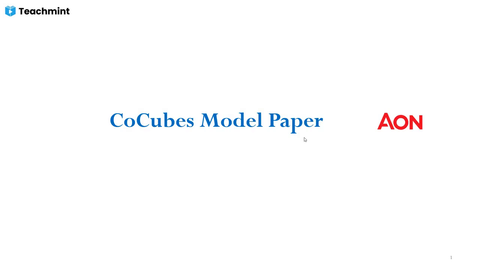Right, perfect. So, guys, in this CoCubes model paper or test paper, one good thing is you have a chance to move from one section to another section. Suppose you have quant, reasoning, and verbal, three sections. So you can start in any section. You can start from verbal, or from quant, or from reasoning.